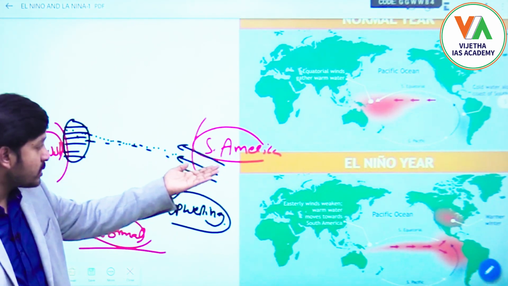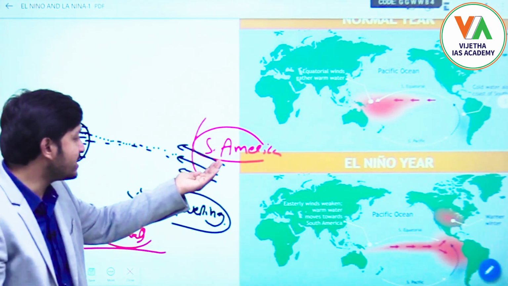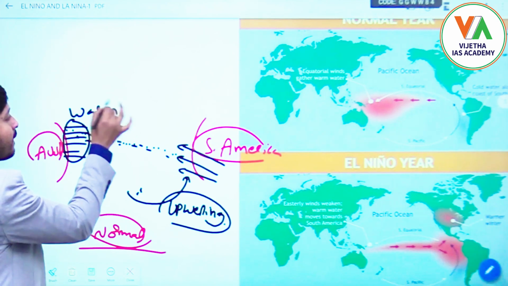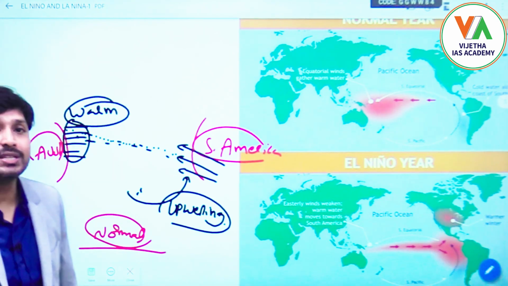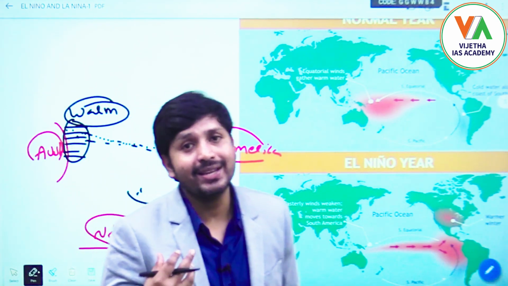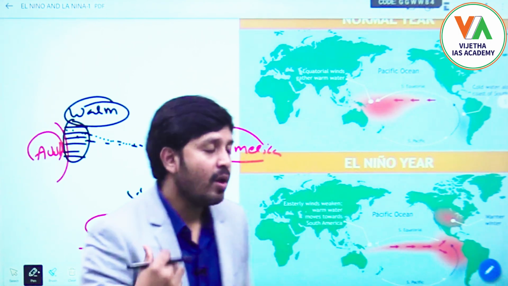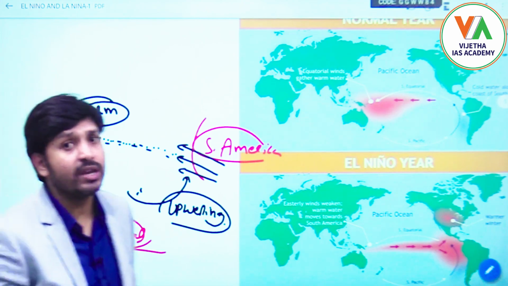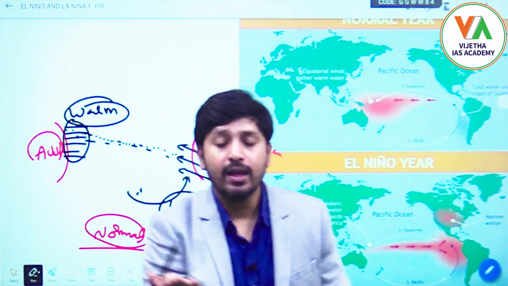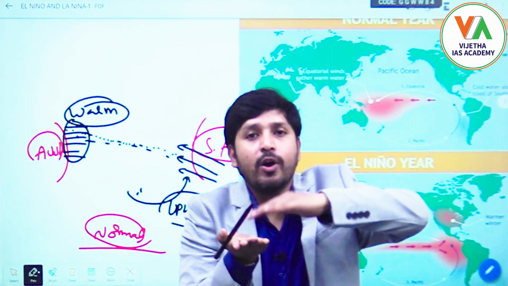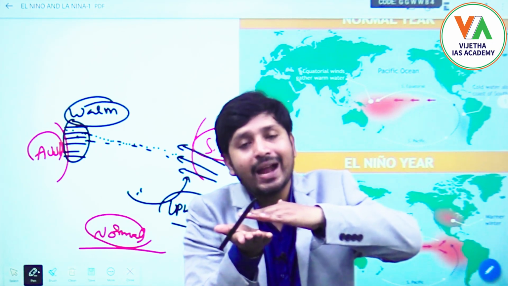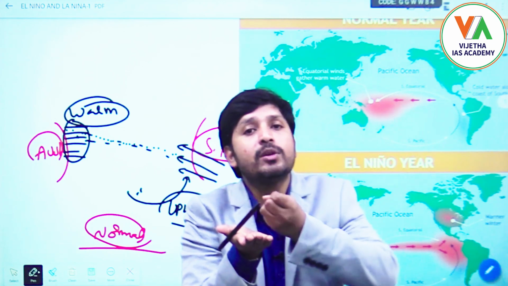So in the process of traveling, whatever water is there will start becoming warm. Warm water will start accumulating on the Australian coast. Remember, just as we have seen, wherever warm water is there, the air above that warm water, when it is attached to the warm water, will also become warmer.